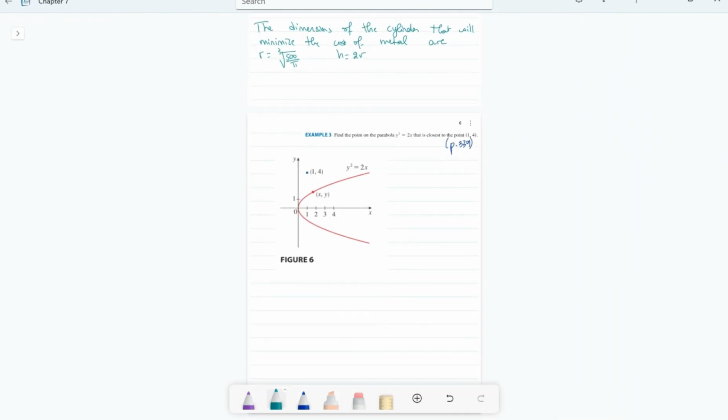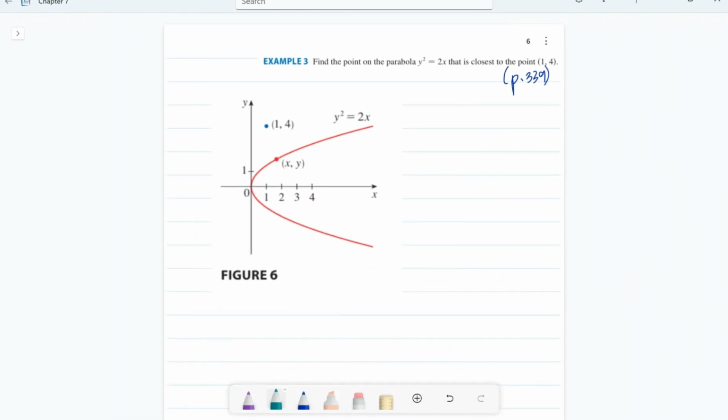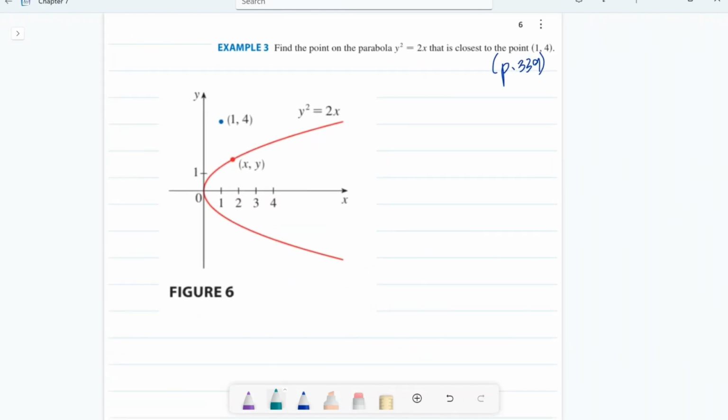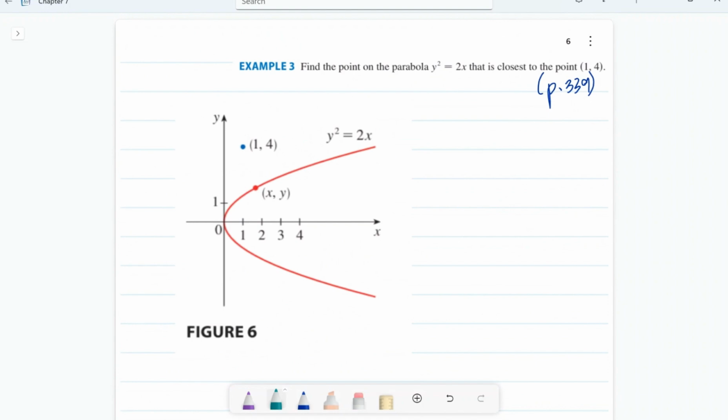We will now move to another problem. In this problem, it's a bit different from the other ones. Here we are working with a given function. We're trying to minimize distances. So find the point on the parabola y squared equals 2x that is closest to the point (1, 4). This is (1, 4). We want the point that is closest to it.